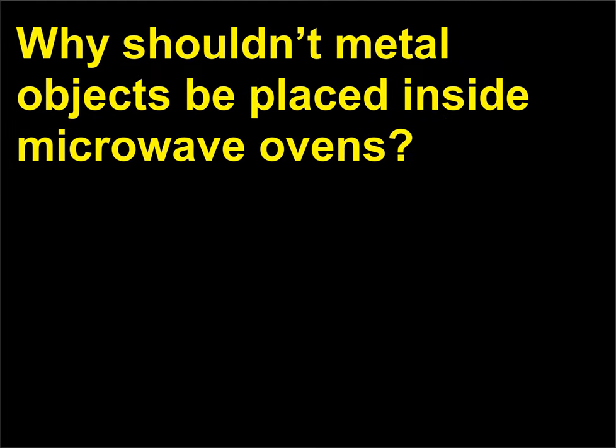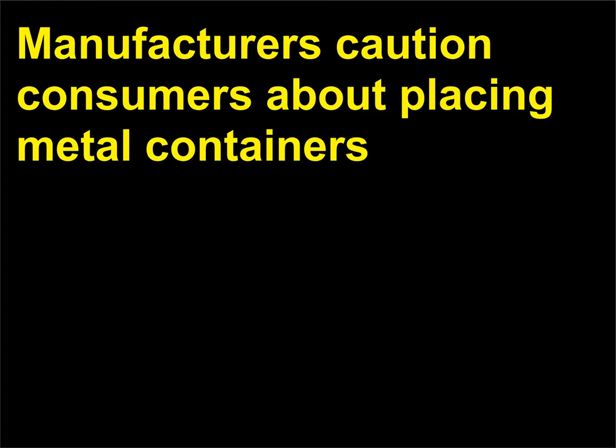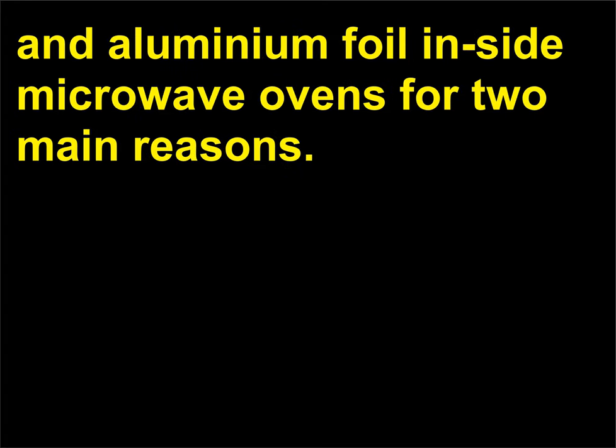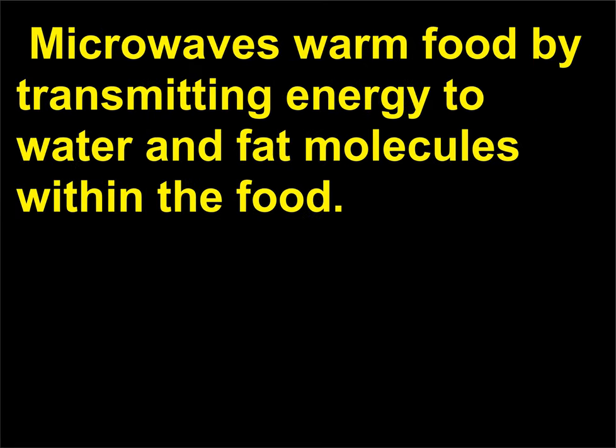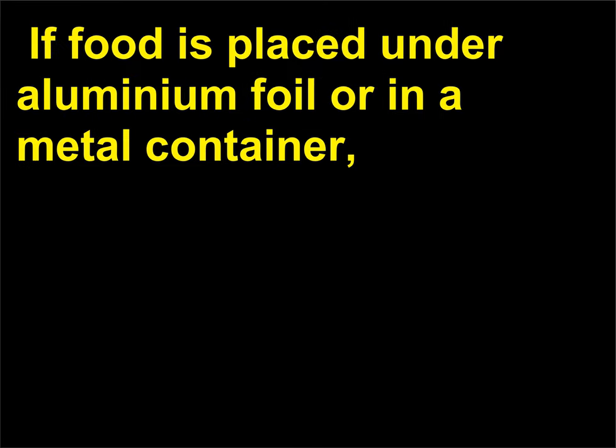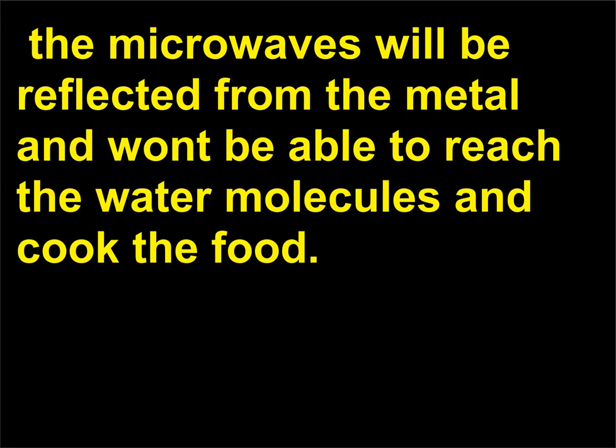Why shouldn't metal objects be placed inside microwave ovens? Manufacturers caution consumers about placing metal containers and aluminium foil inside microwave ovens for two main reasons. The first reason is that metal and aluminium may impede cooking. Microwaves warm food by transmitting energy to water and fat molecules within the food. If food is placed under aluminium foil or in a metal container, the microwaves will be reflected from the metal and won't be able to reach the water molecules and cook the food.